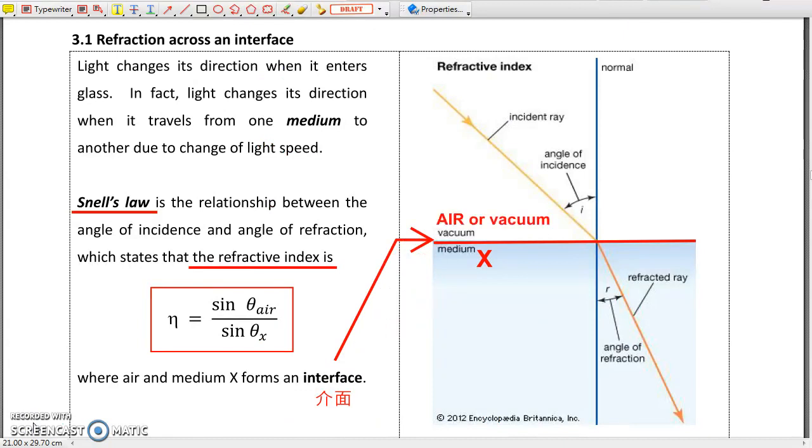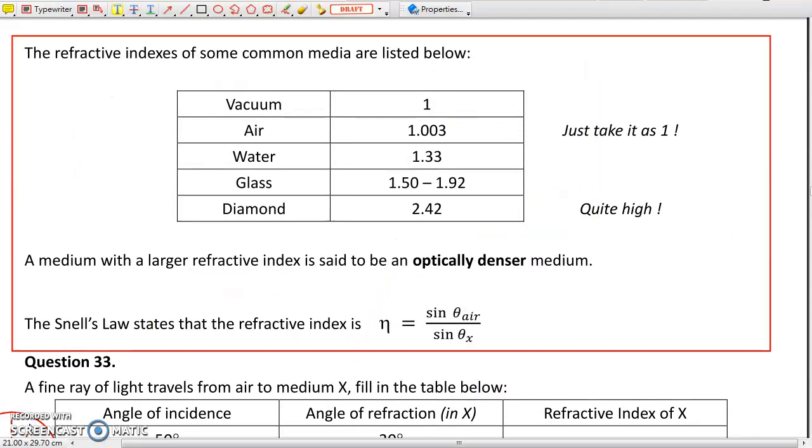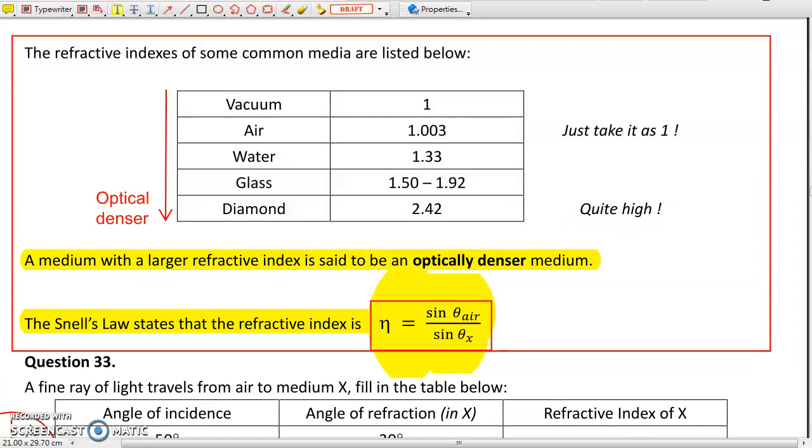When one of the media is air or vacuum, and the other is medium X, the refractive index of X is the sine angle in air over the sine angle in X. In this way, the refractive index of air is 1, and the refractive indices of other media are all larger than 1. A medium with a larger refractive index is said to be optically denser, and it reflects light more. Diamond reflects light a lot, and so the refractive index of diamond is very much larger than that of the other media.